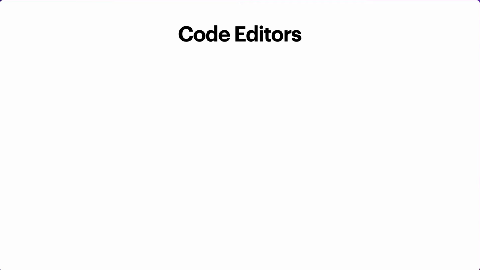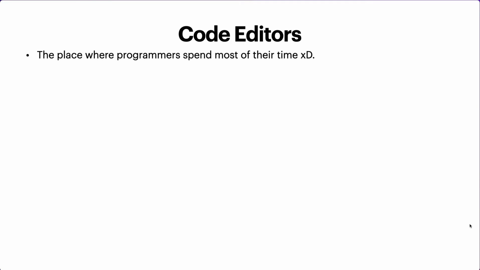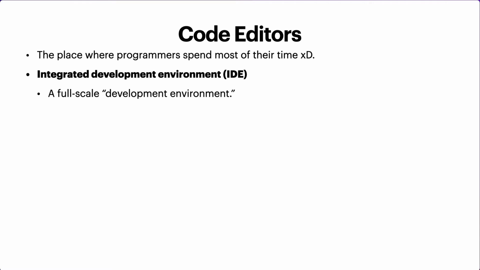Let's talk about code editors. A code editor is basically the place where programmers spend most of their time. Of course, you're not going to be writing your code directly in the browser. You'll be using some kind of code editor or integrated development environment, which is called an IDE. An integrated development environment is a full-scale development environment with integrated features like compilers and interpreters and all that cool stuff.